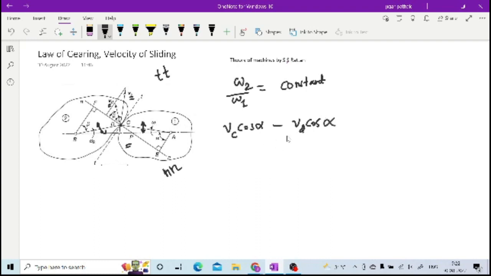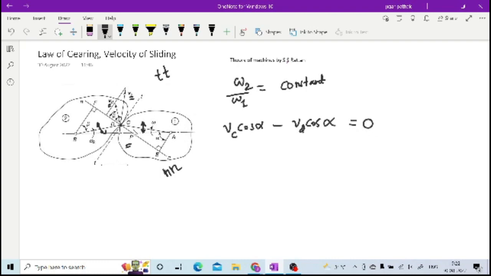So if you check this with the relative velocity, VC cos alpha minus VD cos alpha, then it must be 0, right? Because there must not be any motion or relative motion along the common normal, otherwise penetration will take place, which will result in the undercut, which will result in the cutting of the gear tooth from the base, right? So this is how VC cos alpha minus VD cos alpha must be 0.